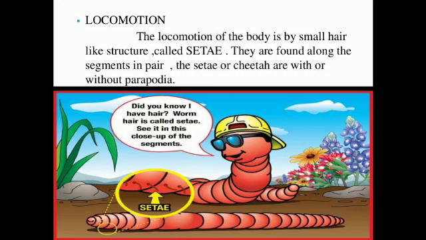Now we will talk about the locomotion of the annelids, for example, in the earthworm. The earthworm has a crawling type of locomotion. The locomotion of the body is by small hair-like structures called the setae. They are found along the segments in pairs. The setae are with or without parapodia. For example, the earthworm has setae for locomotion, and the parapodia are present in the nereis. The difference between the setae and the parapodia is that the setae are small hairs, while the parapodia are long hair-like appendages.